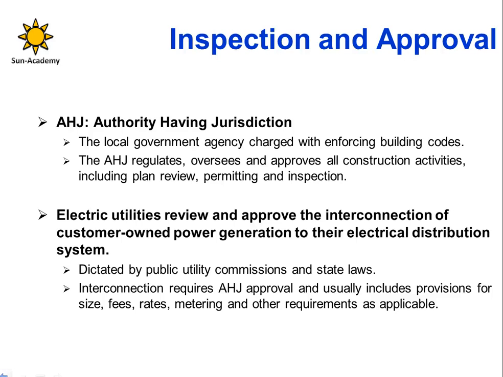The inspection and approval for PV system installations is governed by the authority having jurisdiction, in accordance with local building codes. Electrical utilities review and approve the interconnection of customer-owned power generation to their electrical systems, which is dictated by public utility commissions and state law. Interconnection requires AHJ approval and usually includes provisions for size, fee, rates, metering, and other requirements as applicable.